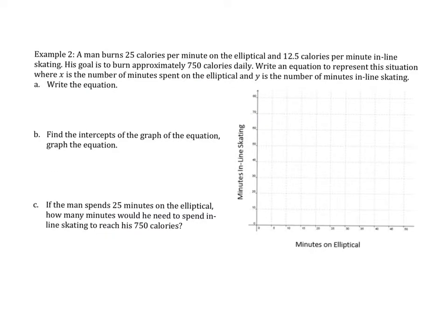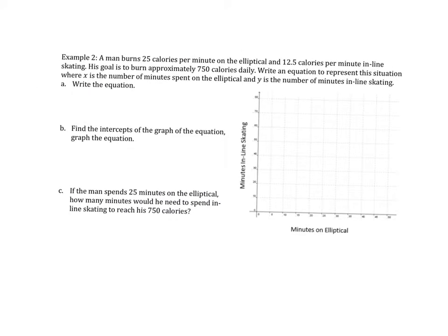All right, let's take a look at the second example. A man burns 25 calories per minute on the elliptical and 12.5 calories per minute in-line skating. His goal is to burn approximately 750 calories daily. Write an equation to represent this situation where x is the number of minutes spent on the elliptical and y is the number of minutes in-line skating.